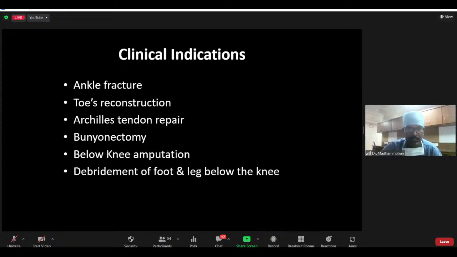In our institute, this popliteal sciatic nerve block is commonly given for the following indications: ankle fracture, either tension band wiring or plating, bimalleolar and trimalleolar ankle fractures, toe reconstructions, Achilles tendon repair, most commonly, bunionectomy, below knee amputation along with the femoral or saphenous nerve block, and debridement of foot and leg below the knee, like all diabetic foot debridements.